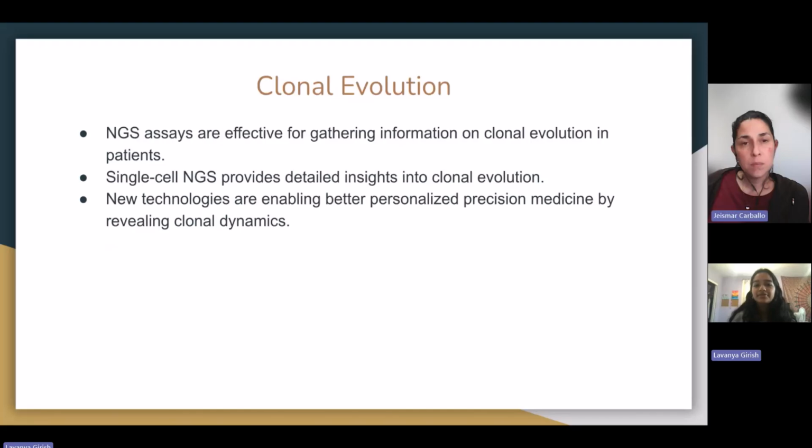And then finally, we have clonal evolution. This is a well-known phenomenon, and NGS assays are effective for gathering information on clonal evolution in patients. Single-cell NGS provides detailed insights into clonal evolution, and new technologies are enabling better personalized precision medicine by revealing clonal dynamics in AML.